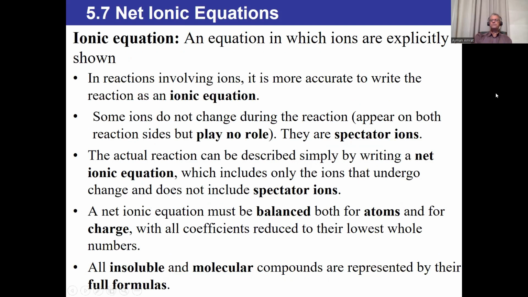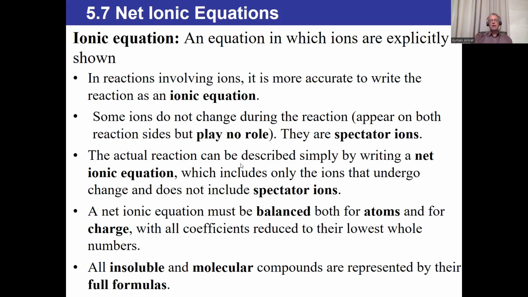Ionic equation: an equation in which ions are explicitly shown. In reactions involving ions, it is more accurate to write the reaction as an ionic equation. Some ions do not change during the reaction, appear on both sides of the reaction, but play no role. They are called spectator ions. Spectator ions can be cancelled.